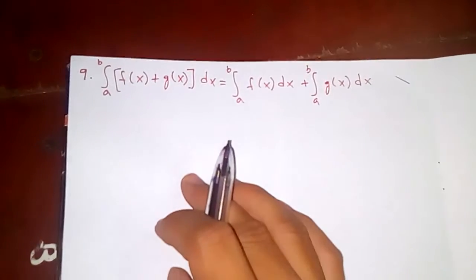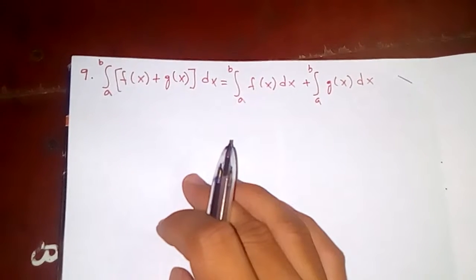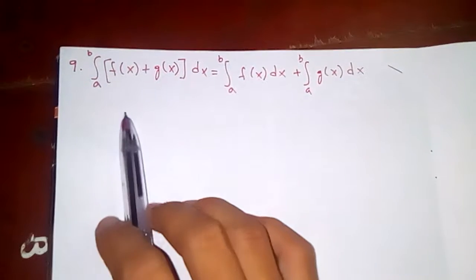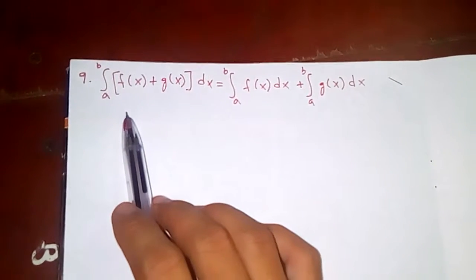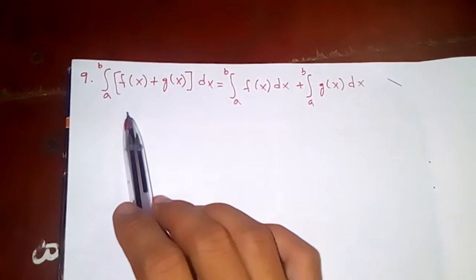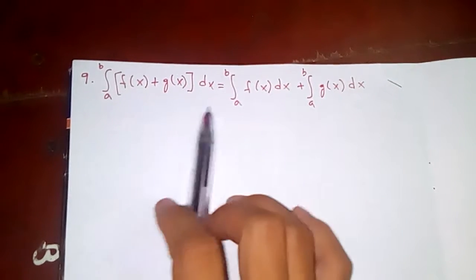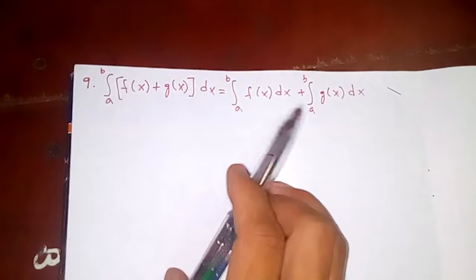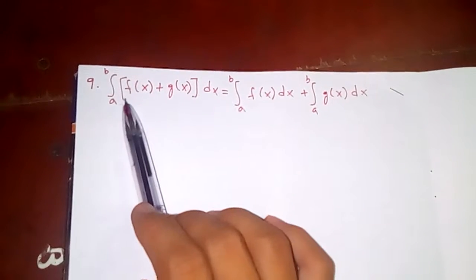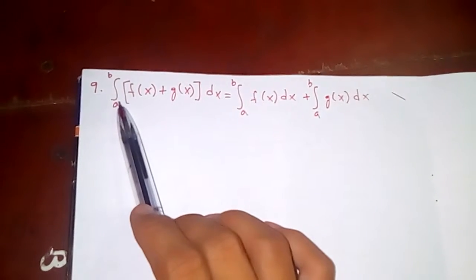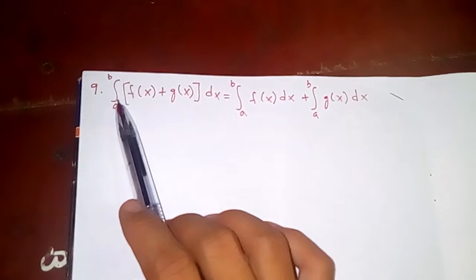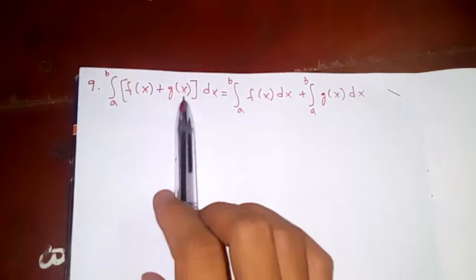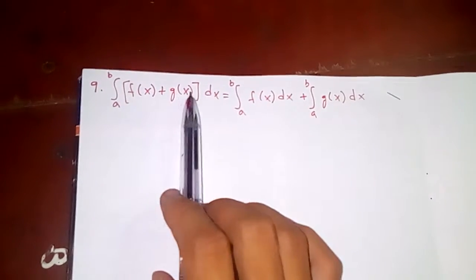Today we are going to prove property 9 of definite integral. That is, the integral from a to b of f of x plus g of x is the integral from a to b of f of x plus the integral from a to b of g of x. That means the integral is applied to our functions f of x as well as g of x separately. So we can have many terms also.